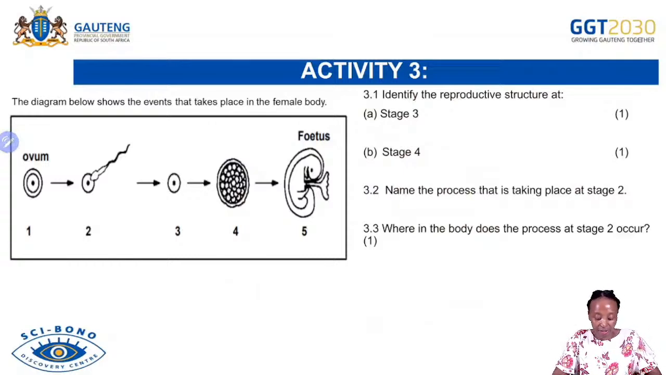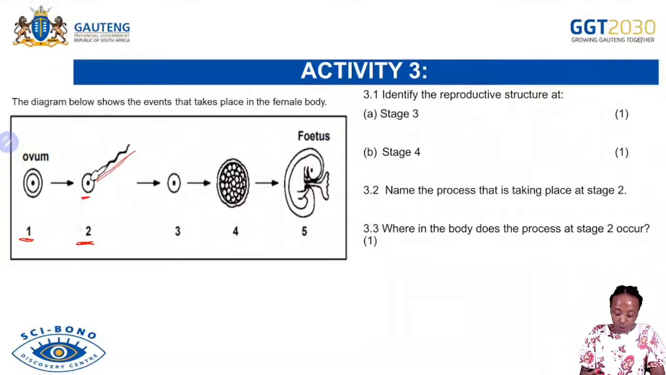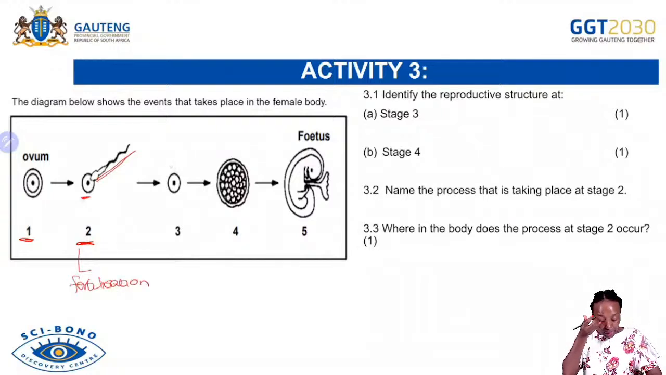So it shows the events again that take place in the female body. So we have number 1, which is the ovum. At least we are told what this is. Number 2, we are not told what this is, but we would assume that because we are looking at the sperm cell over there, so obviously this would be what? An ovum. So what is taking place here, and no one needs to tell us, we can all see that here what is taking place is fertilization.